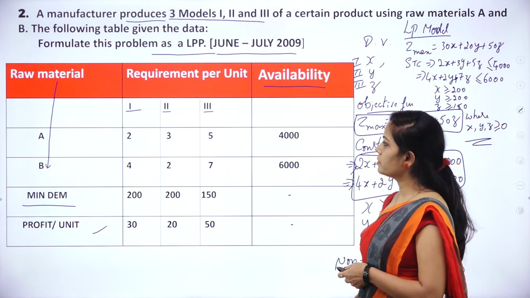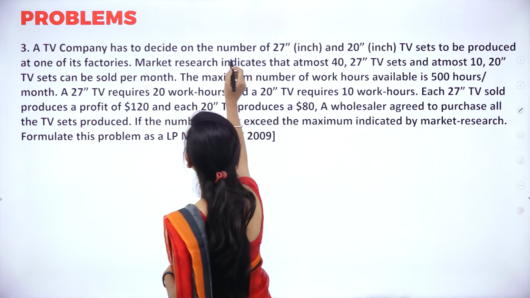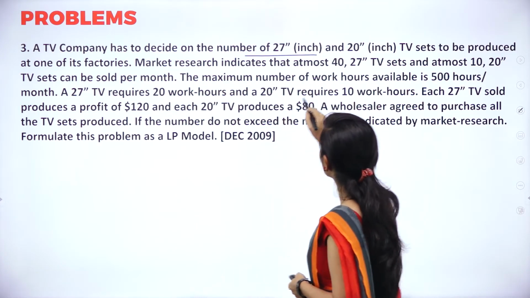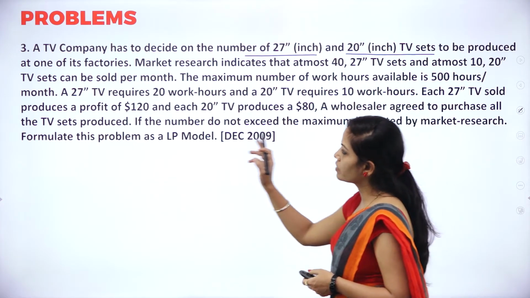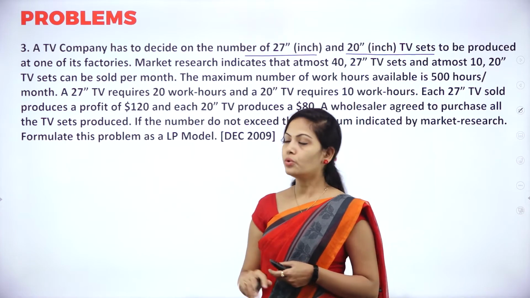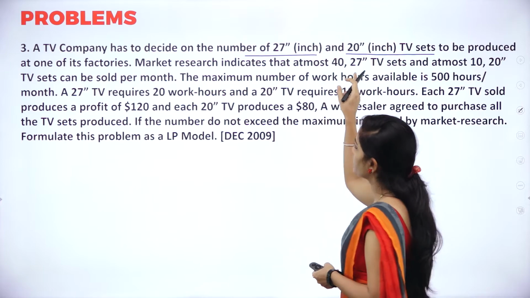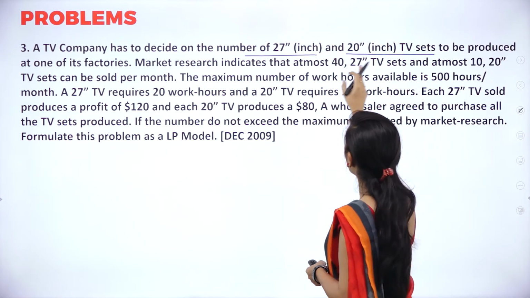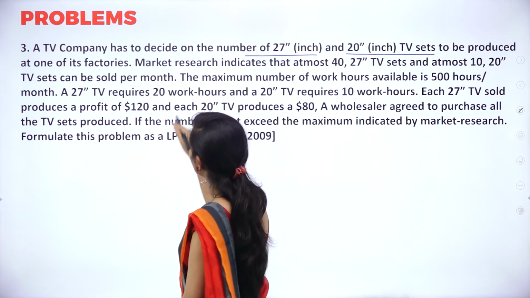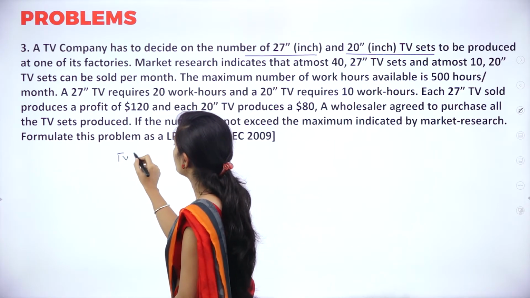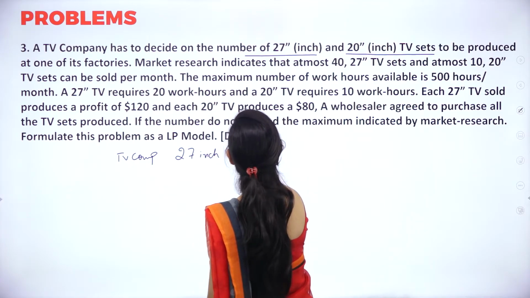And the next problem is a TV company has to decide on the number of 27-inch and 20-inch TV sets to be produced at one of its factories. So here a TV company produces two types of TV, that is 27-inch and 20-inch TV. So first write the given instruction.